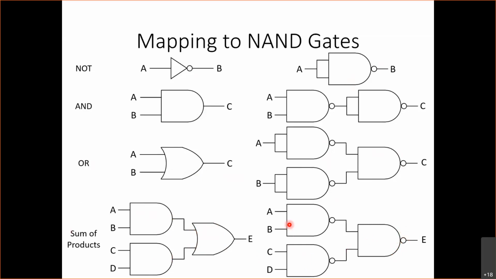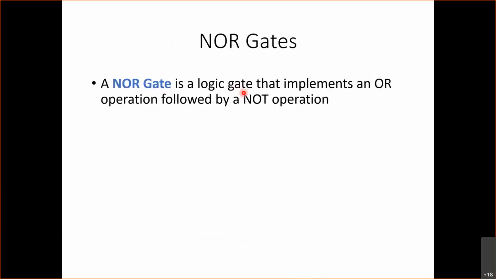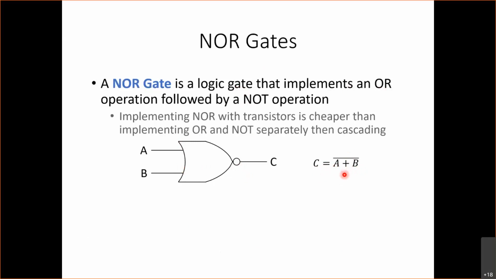Okay, great. Then finally, we have NOR gates. So NOR gates are similar to NAND gates, but they are an OR operation followed by a NOT operation. So it looks something like this. You have an OR gate followed by a NOT operation. So that's equivalent to C equals NOT (A or B).